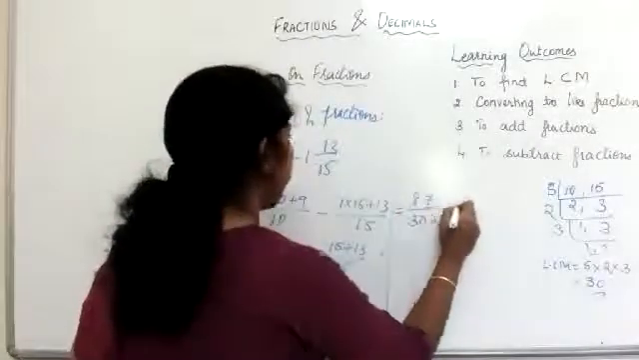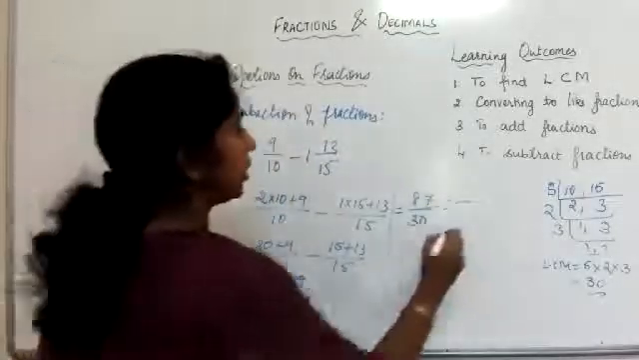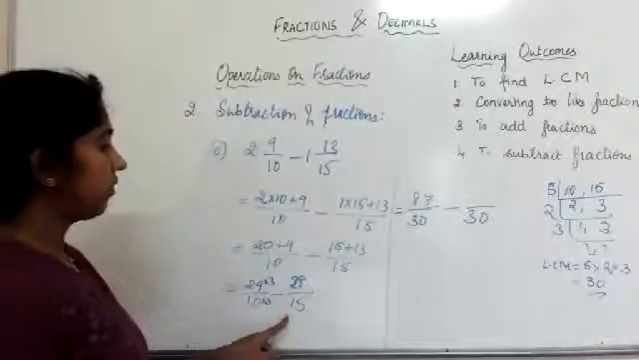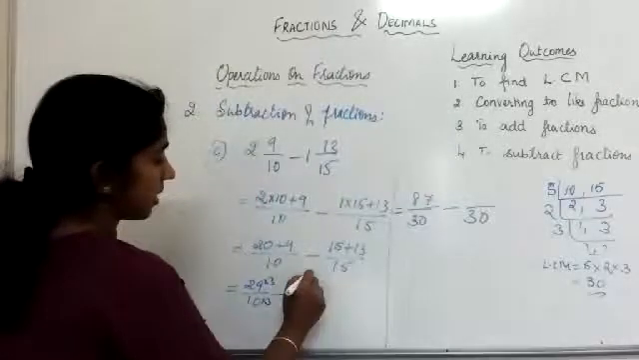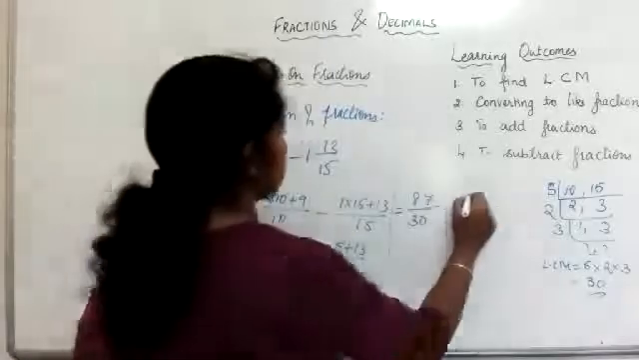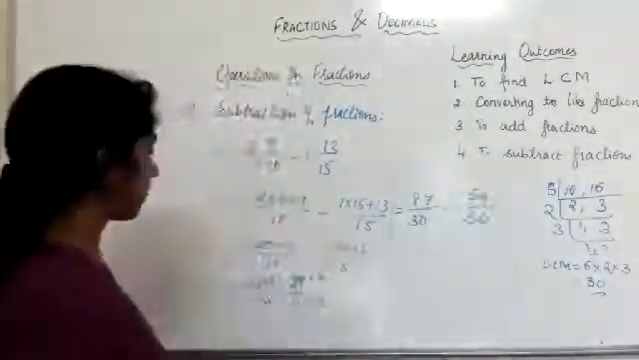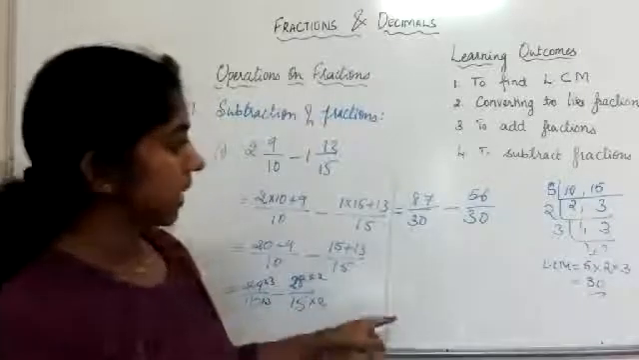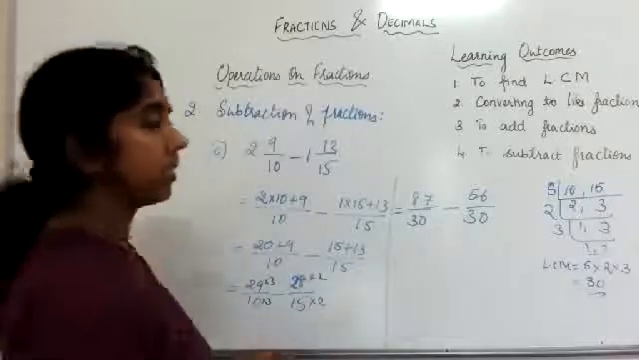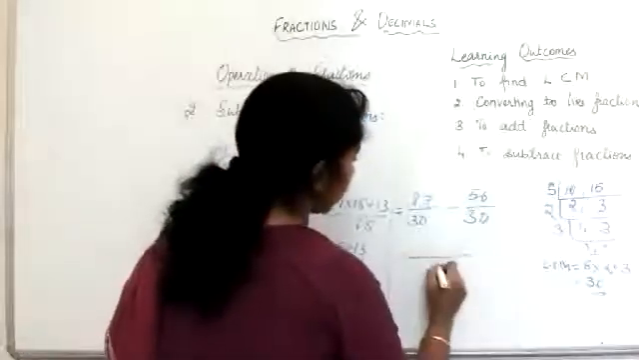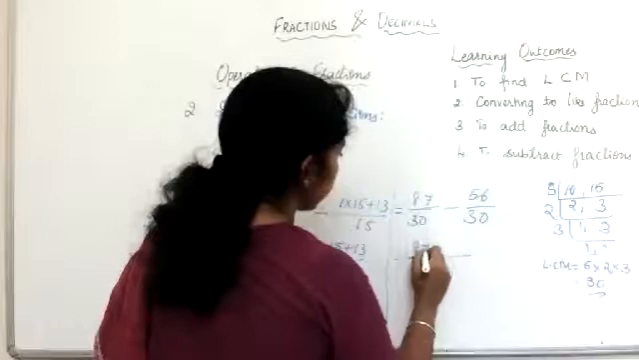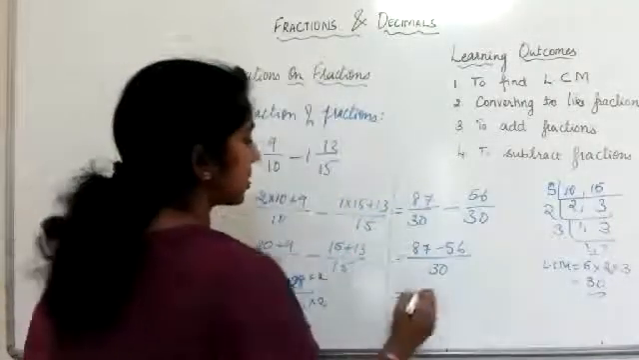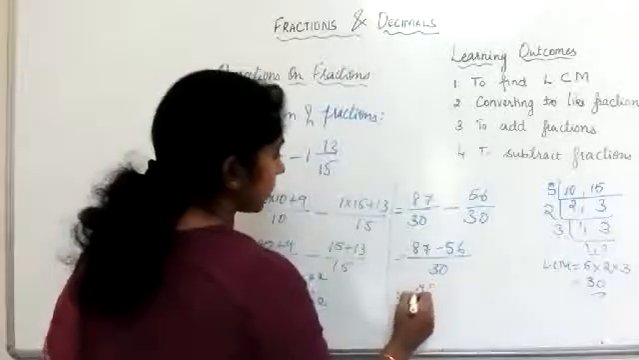87. Minus. Again here also we should convert to 30, because we are finding the equivalent fraction now. 15 how much are 30? 15 2s are 30. So 28 2s are, that is 56. So 87 by 30 minus 56 by 30. With the denominators the same, we will take the common denominator and subtract the numerators. 87 minus 56, so 7 minus 6 is 1, 8 minus 5 is 3, so 31 by 30.